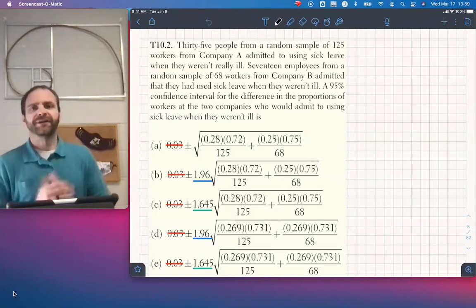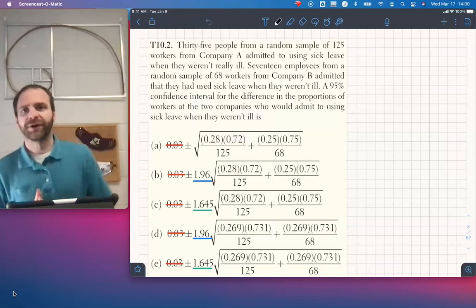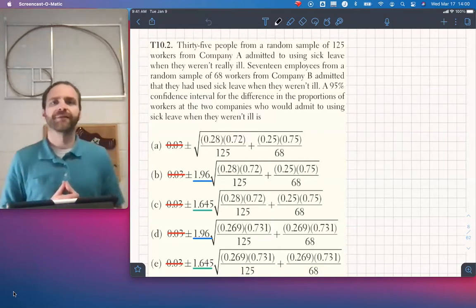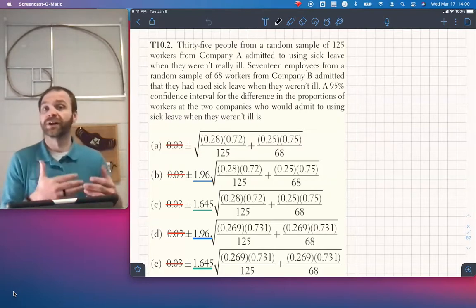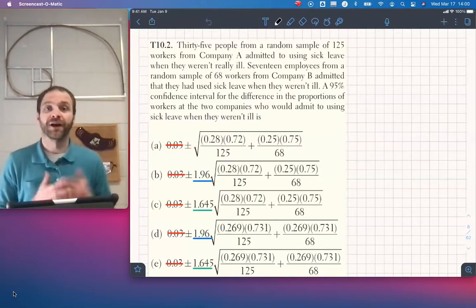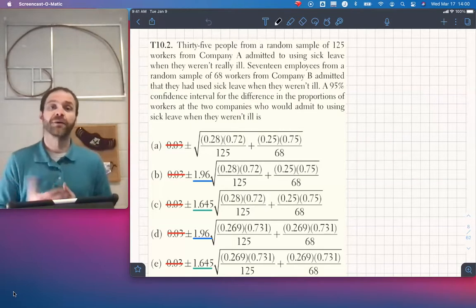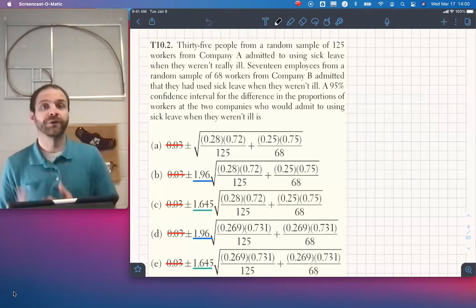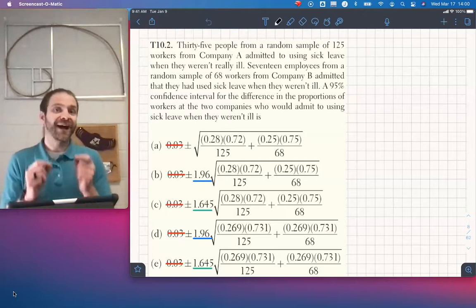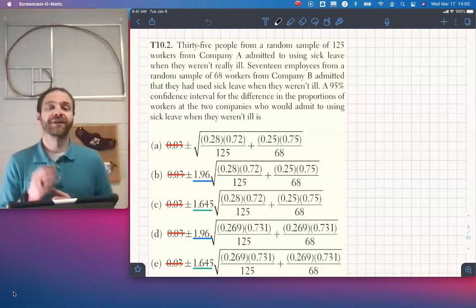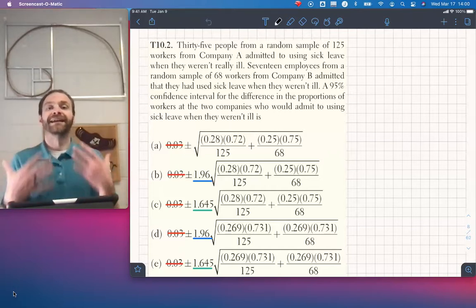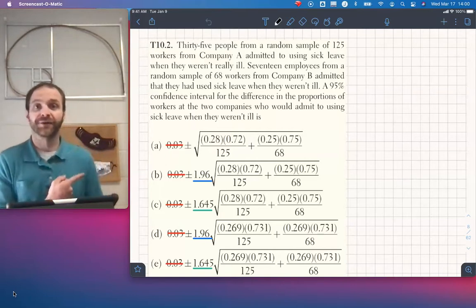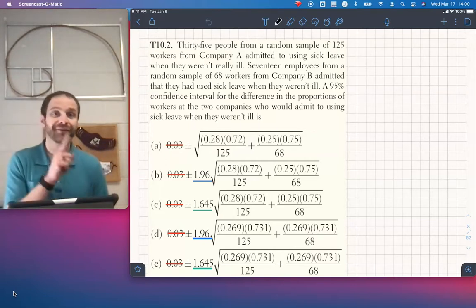Well, I guess I'll read the prompt because I always want to make sure I'm doing it right and not falling for a trick. So 35 people from a random sample of 125 workers from Company A admitted to using sick leave when they really weren't ill. 17 employees from Company B in a random sample of 68 workers admitted to using sick leave when they weren't really ill. A 95% confidence interval for the difference in proportions of workers at the two companies who would admit to using sick leave when they really weren't ill is... So yes, it's a confidence interval. It had the structure of my choices, so I saw that first.